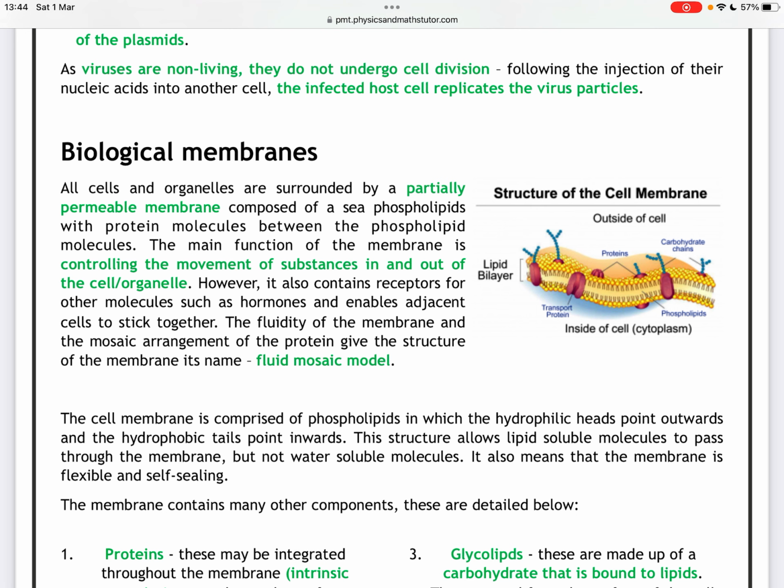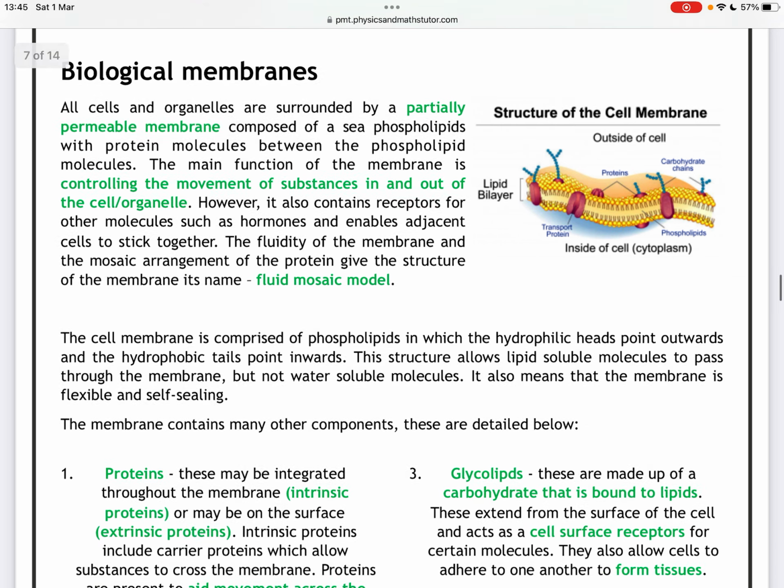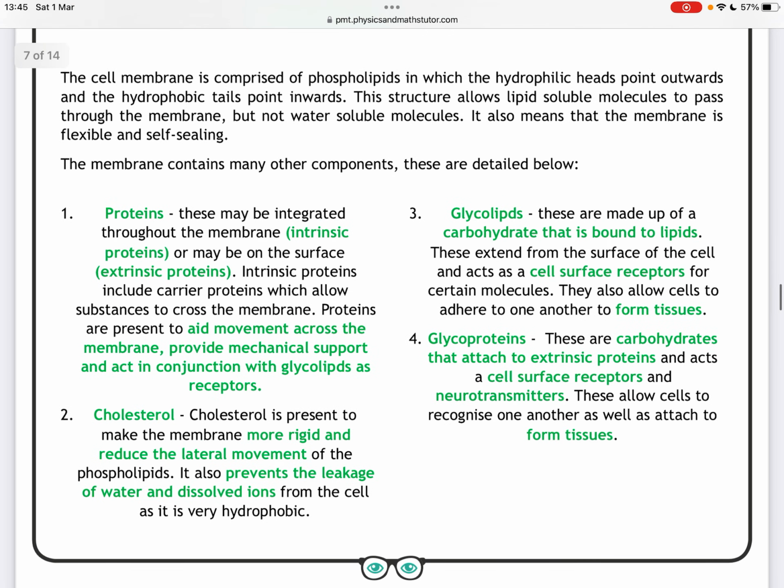The fluidity of the membrane and the mosaic arrangement of the proteins give the structure of the membrane its name, the fluid mosaic model. The cell membrane is comprised of phospholipids in which the hydrophilic heads point outwards and the hydrophobic tails point inwards. The structure allows lipid-soluble molecules to pass through the membrane, but not water-soluble molecules. It also means that the membrane is flexible and self-sealing. The membrane contains many other components. These are detailed below.